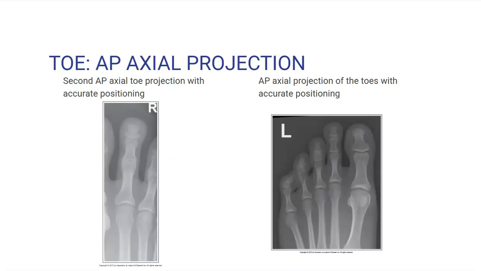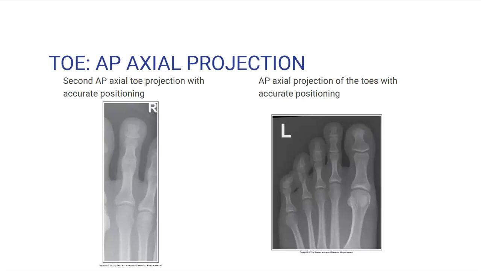Image analysis guidelines for the AP axial projection of the toe or toes states that the midshaft concavity and the soft tissue width are equal on both sides of the phalange. The IP and the MTP joints should be demonstrated as open. The phalanges are demonstrated without foreshortening. No soft tissue or bony overlap from the adjacent digits is present.